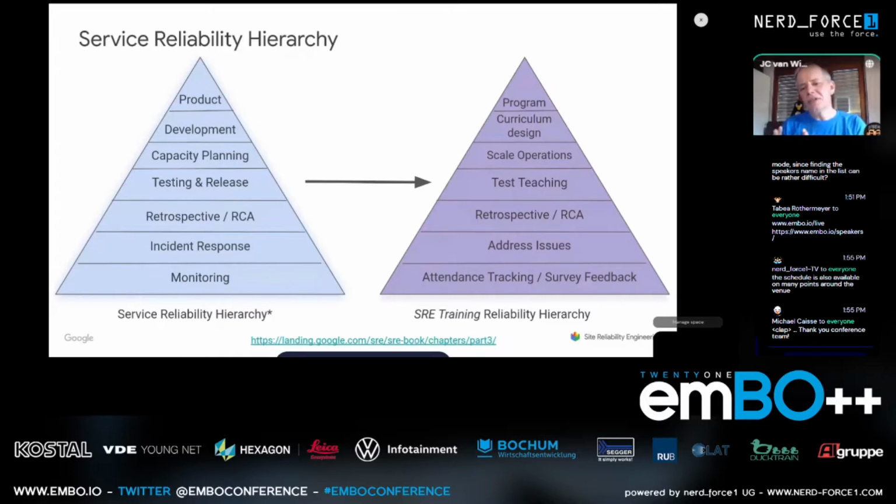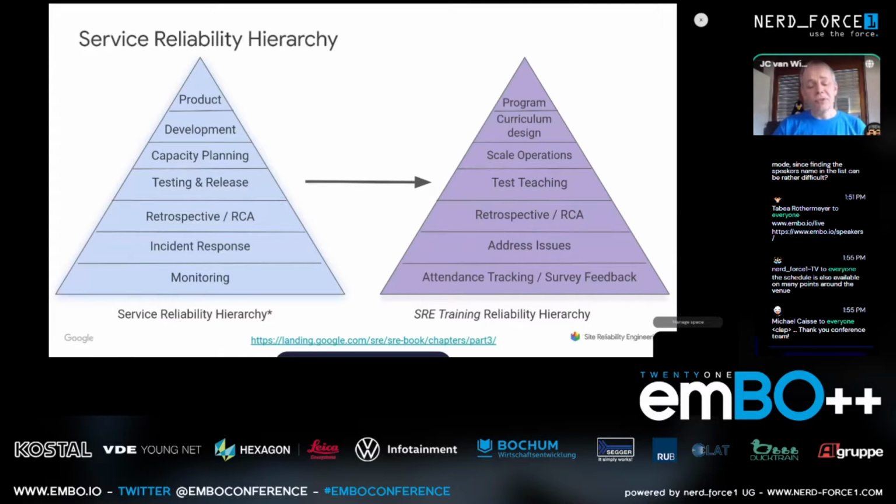When we started our reliability training program, we mimicked this and we said, okay, we have a hierarchy of needs. At the bottom, we have monitoring, or in other words, we have attendance tracking and survey feedback. If you don't do any surveys, you don't know if your program is any good and if you need to make any changes. And if no one shows up and you don't keep track of that, you also don't know that this is the matter. Of course, given the feedback and the attendance tracking, you have to address issues. Sometimes these issues have a root cause that needs to be analyzed, and you may need to write a retrospective.